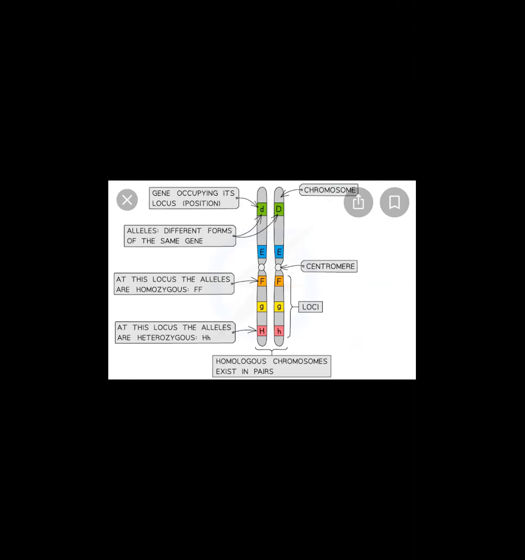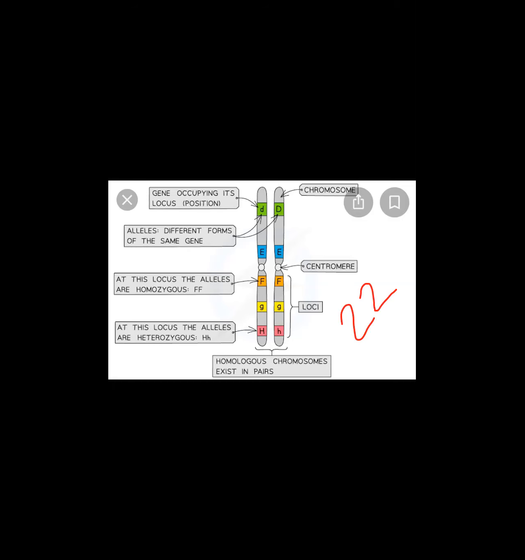Now, come back to the autosomes. So we have 22 pairs of autosomes. These 22 pairs we got from both parents. So 22 chromosomes from the father plus 22 chromosomes from the mother, so a total of 44 chromosomes. These are called autosomes.